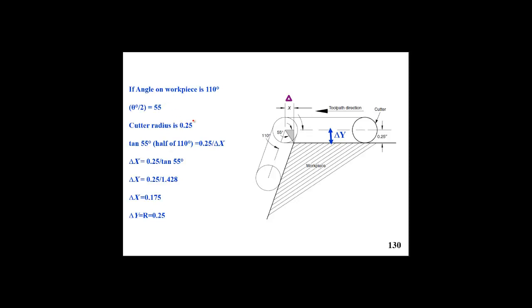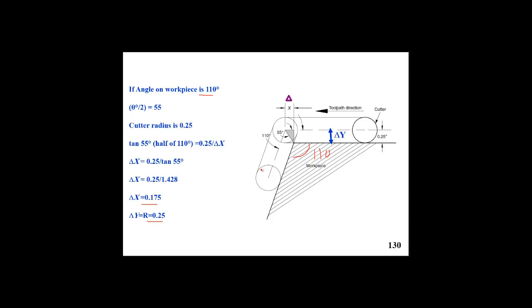For example, as a special case, if the workpiece angle is, say, 110, then half the angle will be 55. If the cutter radius is again 0.25, then tan of half that angle will equal r divided by dx. Then we can very simply get dx, and dy is the cutter radius.